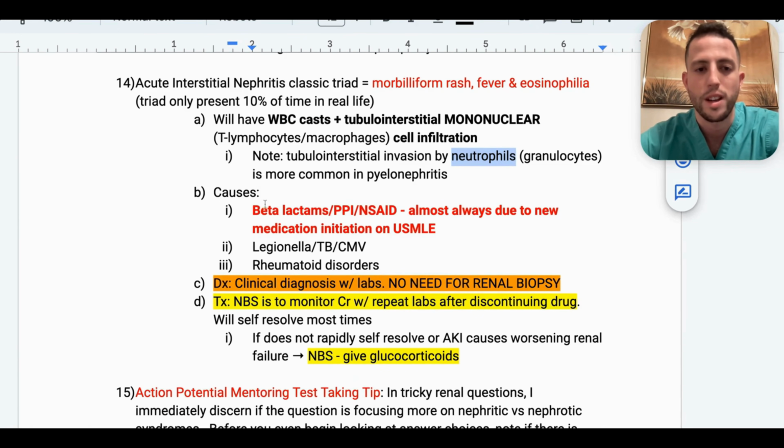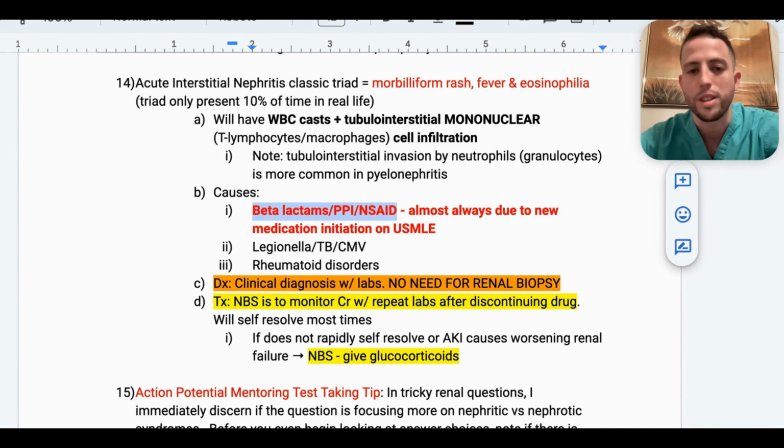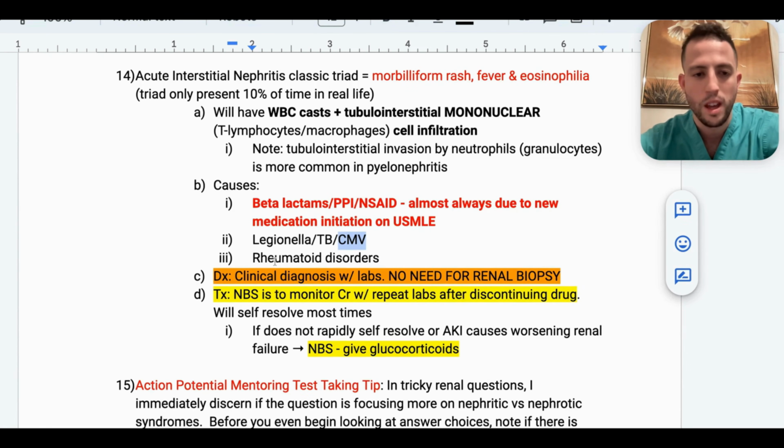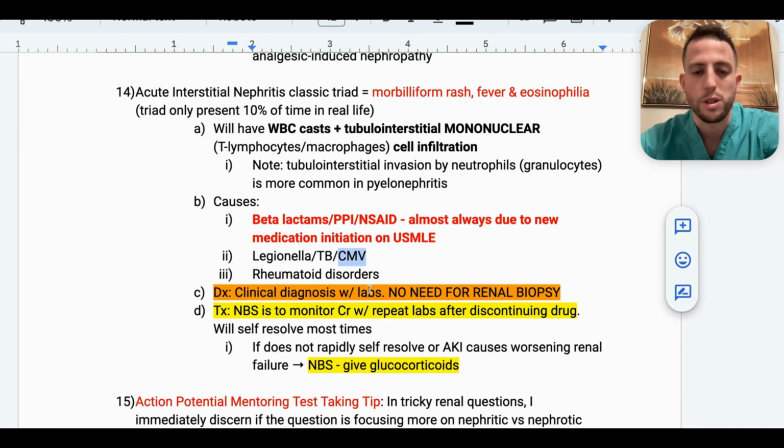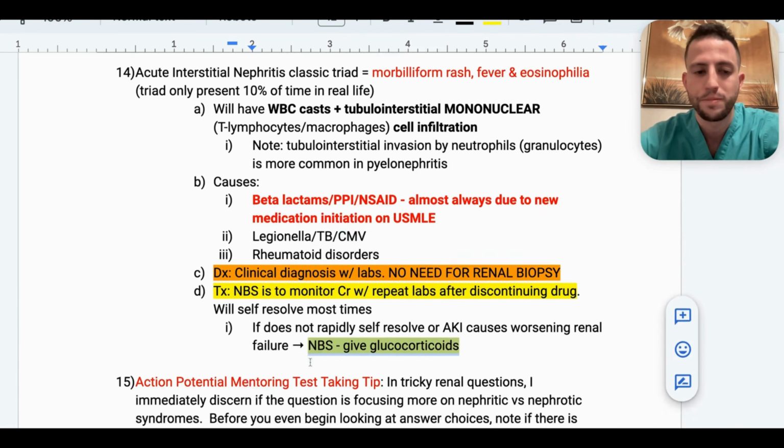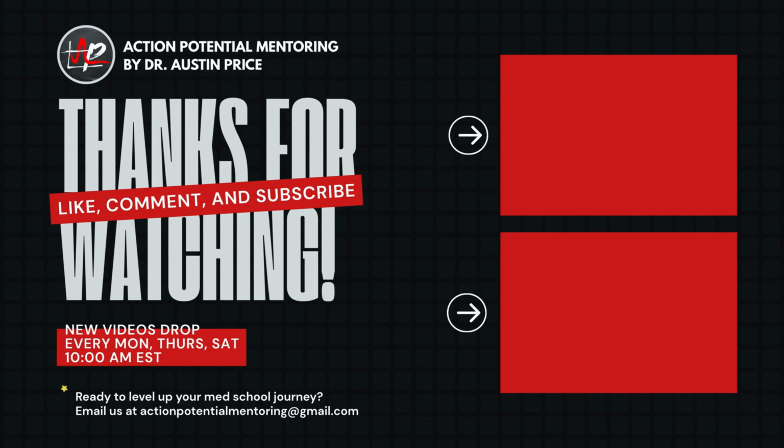Causes of acute interstitial nephritis include beta-lactams, PPIs, as well as NSAIDs. It's almost always due to a new medication initiation on the USMLE. However, you can rarely see it with Legionella, tuberculosis, CMV, as well as rheumatoid disorders. AIN is a clinical diagnosis with labs. There's no need for renal biopsy. To treat, the next best step is to monitor creatinine with repeat labs after you discontinue the drug. It's going to self-resolve most times. If it does not rapidly self-resolve or the AKI causes worsening renal failure, your next best step is to give glucocorticoids.